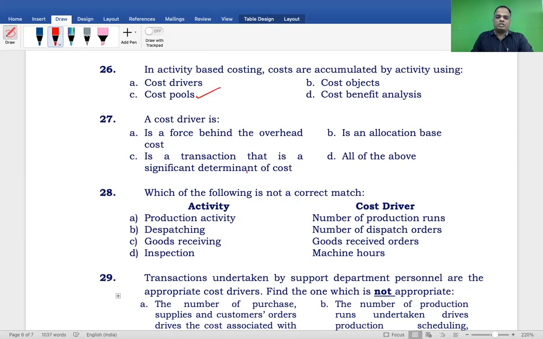Next. A cost driver is dash. A is a force behind the overhead cost. B is an allocation base. C, it's a transaction that is a significant determinant of cost. And all of the above. All of the above. Okay.